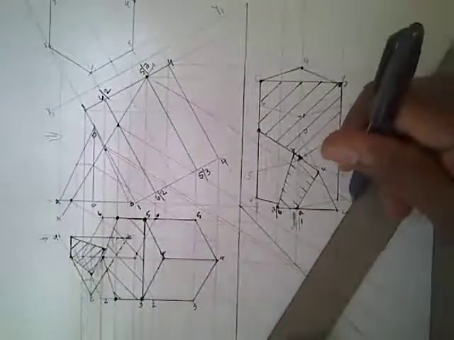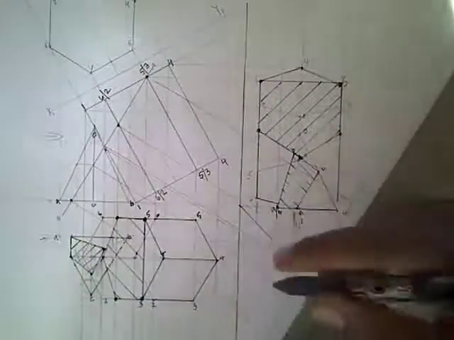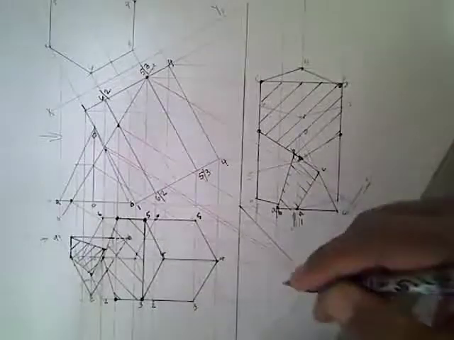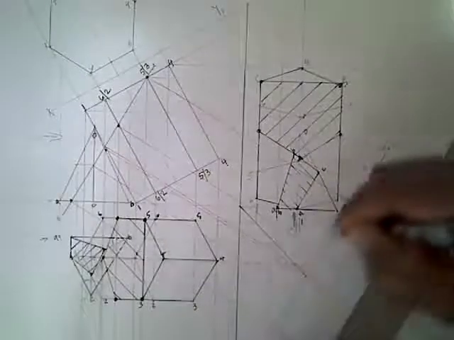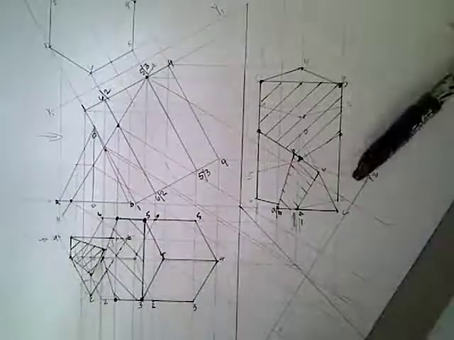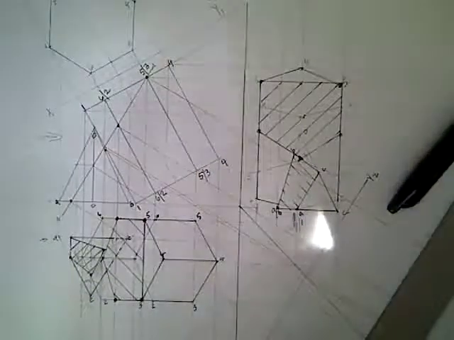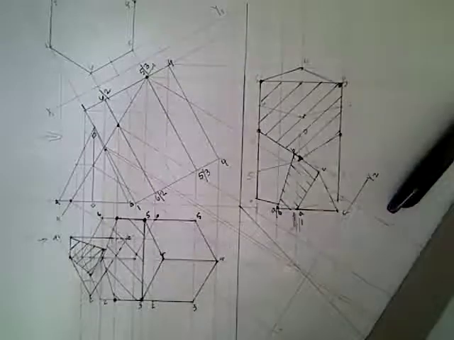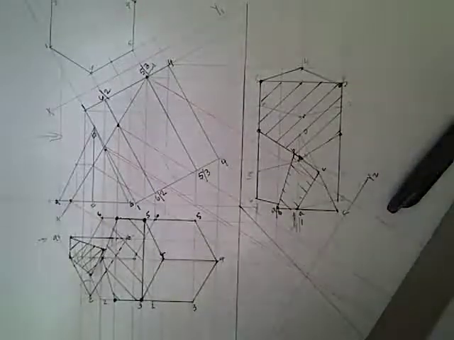We put my ground line here. Maybe I call it x1, x2, y2. Put my ground line here. Now from the cut surface, let's transfer, because they wanted the true shape.